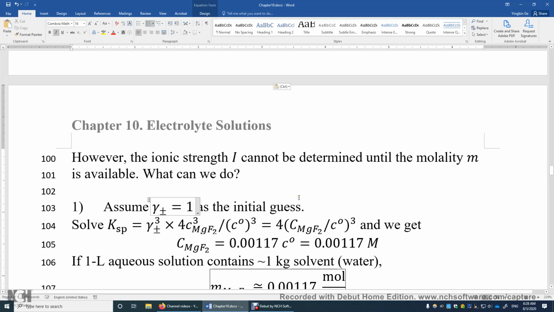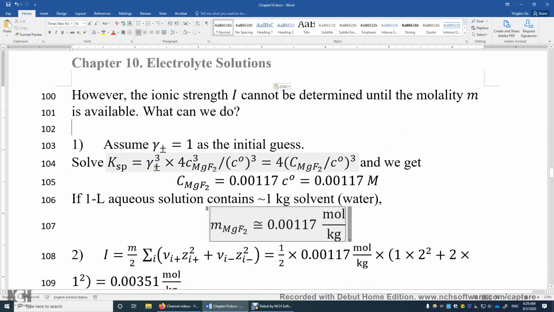So basically we're saying, why don't we take a guess of the ionic strength? We say it's 0 for convenience. Of course it's not 0, but it's very close to 0. So the activity coefficient gamma is just 1. And then we can easily get the concentration of magnesium fluoride because this gamma plus minus is just 1. Isn't that simple? So Ksp is just 4 times the concentration of magnesium fluoride to the power of 3.